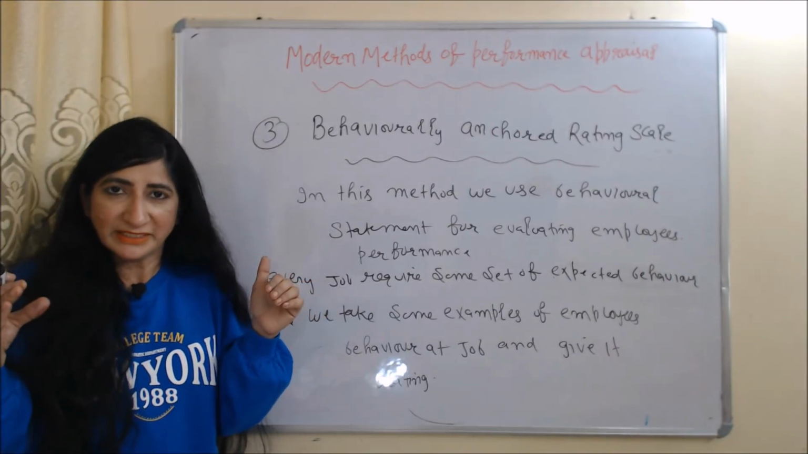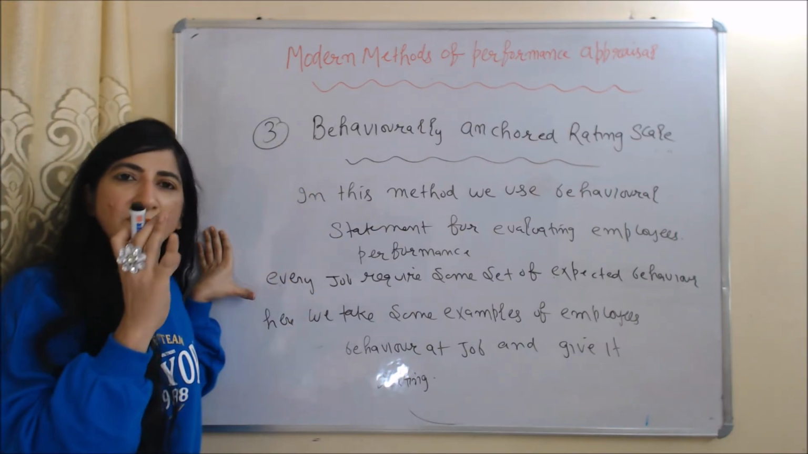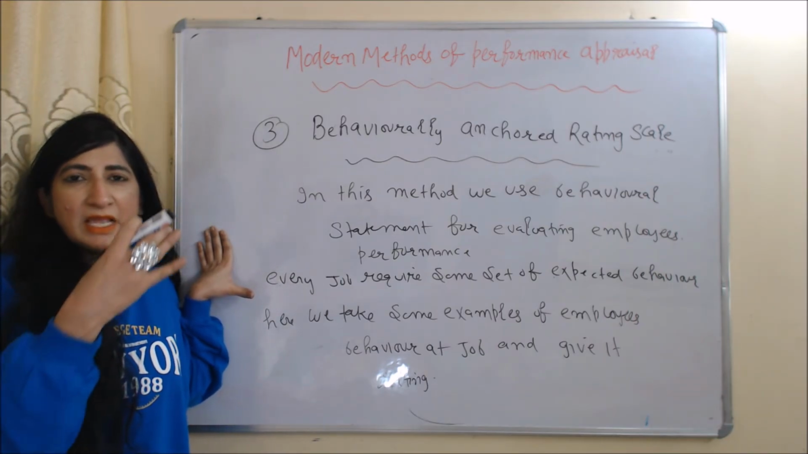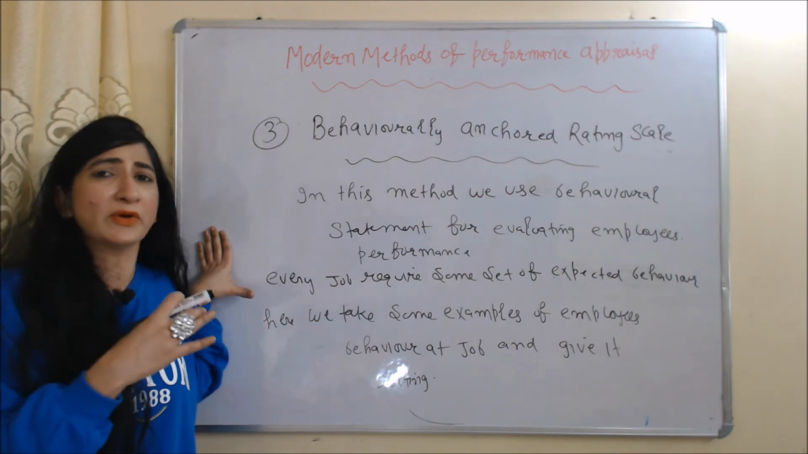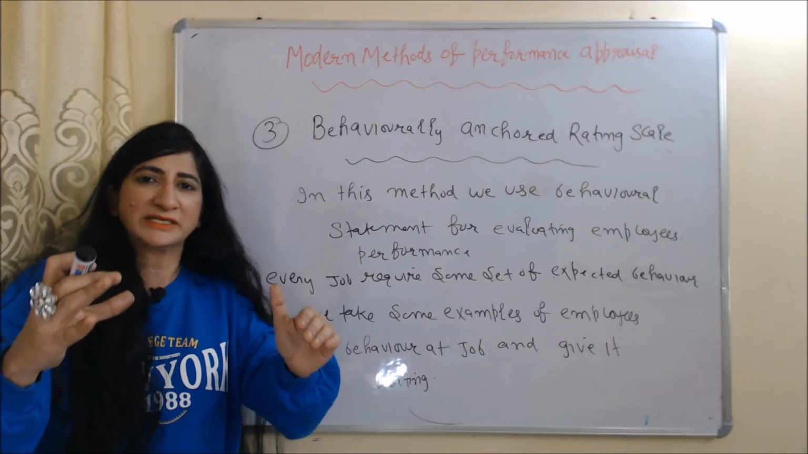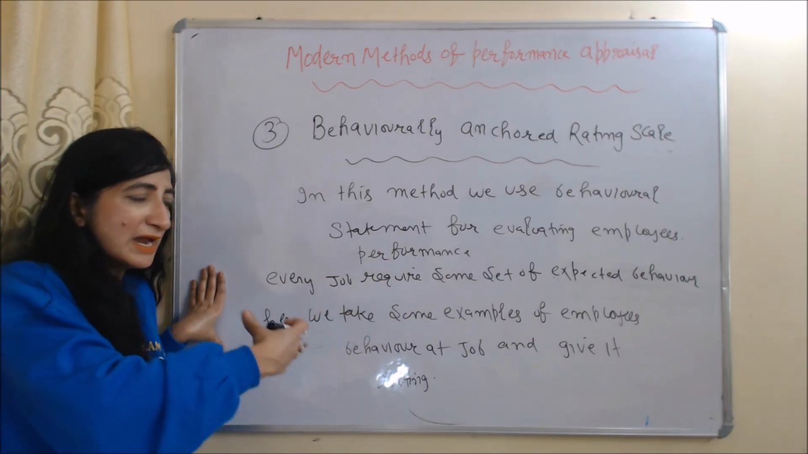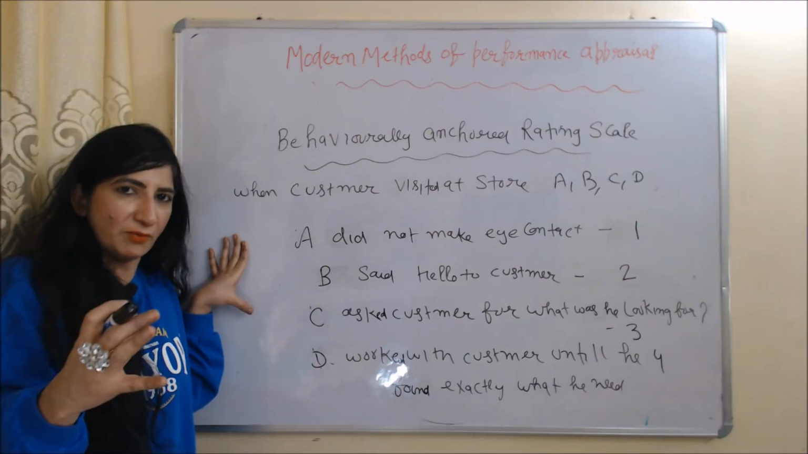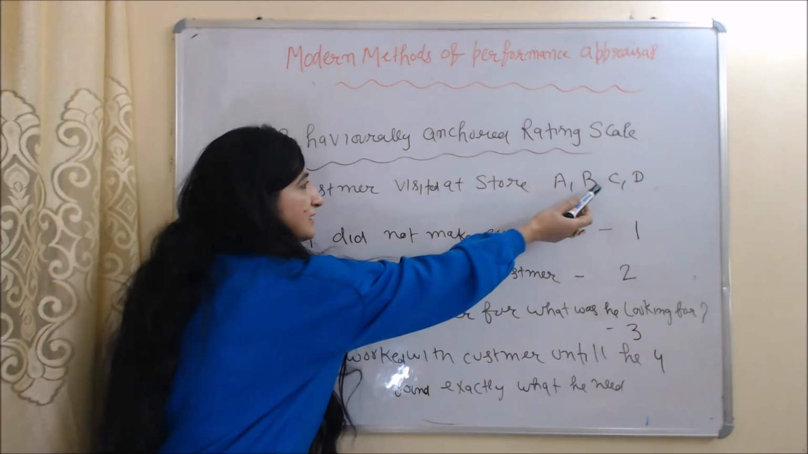Next modern method is behaviorally anchored rating scale. In this method, we use behavioral statements for evaluating employees' performance. As we know, every job requires some set of expected behavior. And here we take some examples of employees' behavior at work and give it a rating. We are evaluating performance of A, B, C and D.